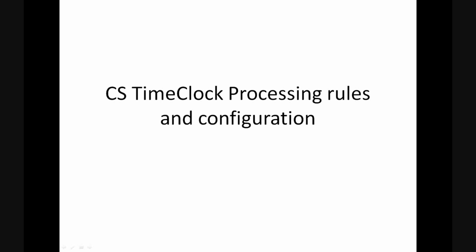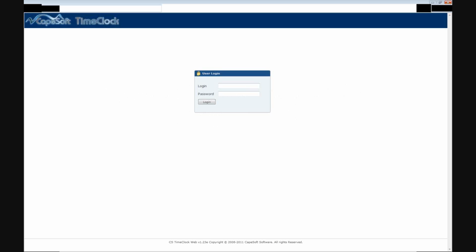The CS time clock is not just a clocking recording device. What distinguishes it from other time clocks is that it also has the ability to process employee hours. By default, the clock is shipped with all the processing features enabled, but we're going to start as if this is not the case. To configure the processing rules, you need to be able to access the clock's web interface, so I'm going to just quickly log into my clock here.